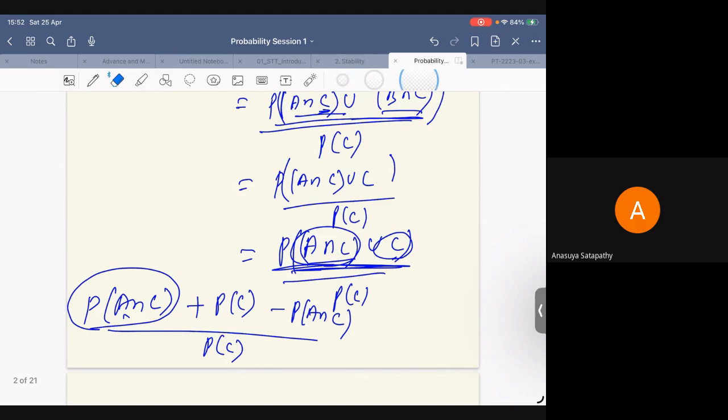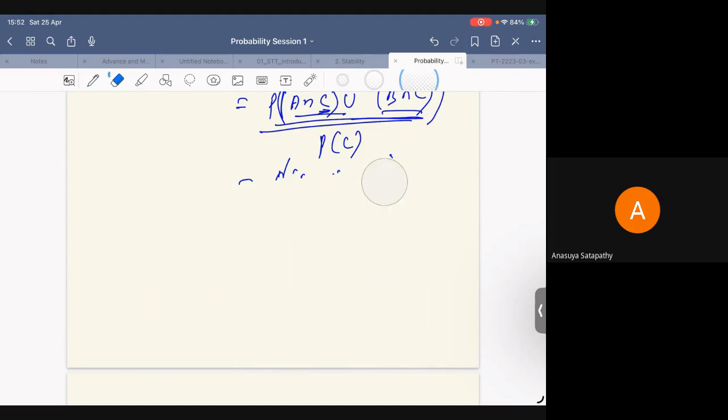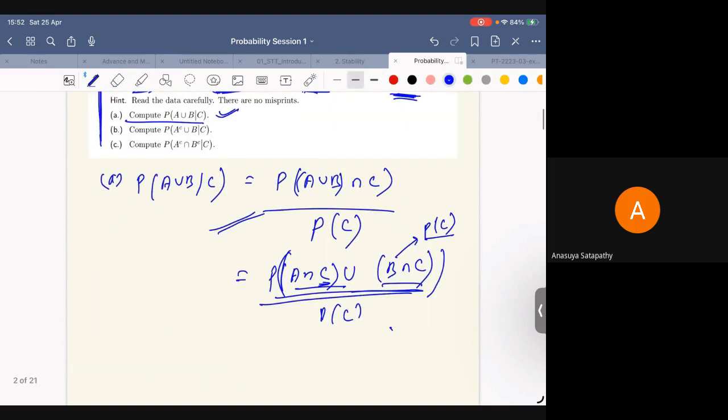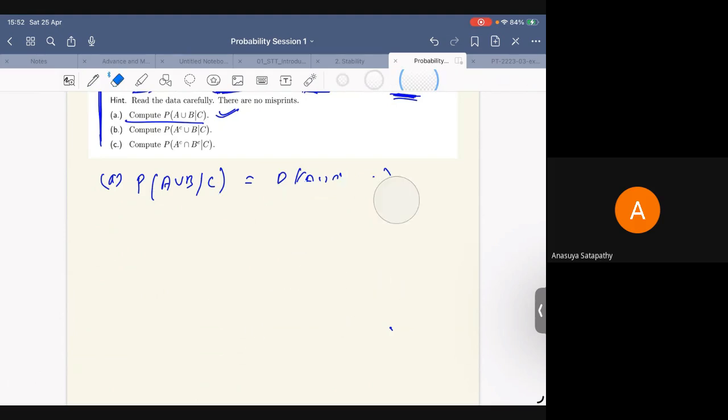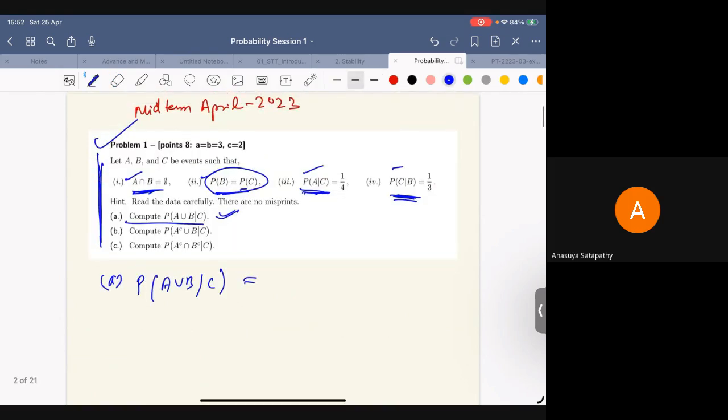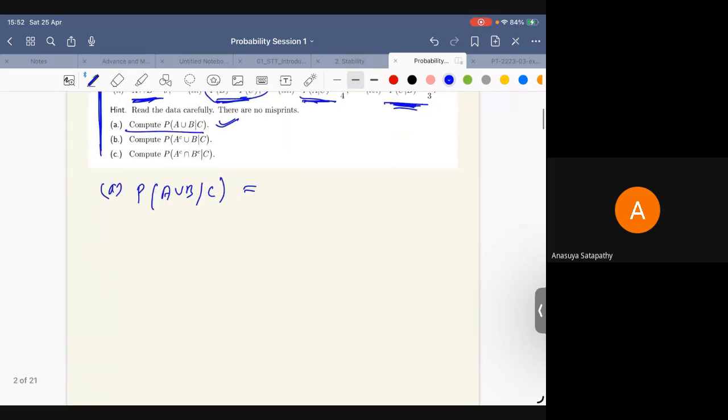Okay, let me rub this out. This is not the correct process to approach. Let's think the way it is given. What do we have? Intersection equal to this and this, A union B. Whenever you don't understand, just draw the Venn diagram. Okay, A union B given C. Randomly, just draw it just to figure it out.